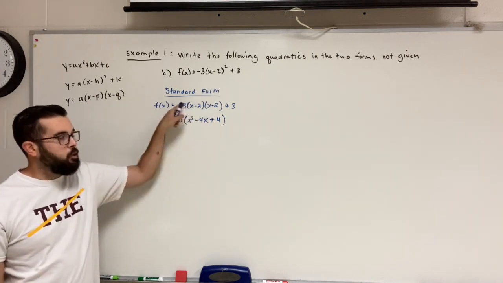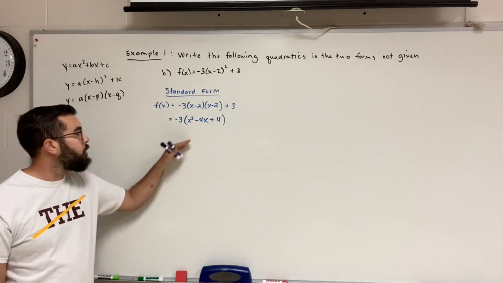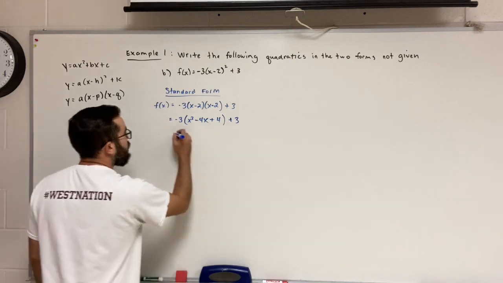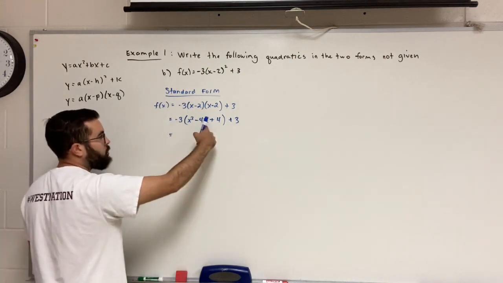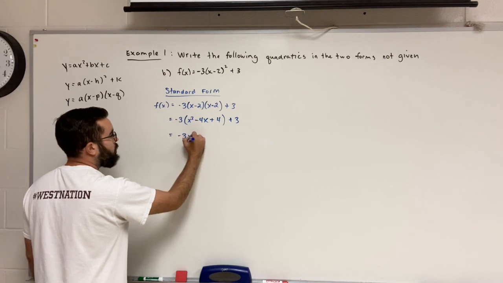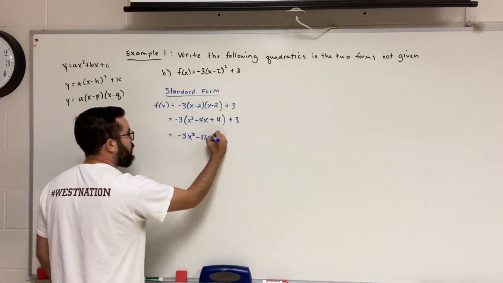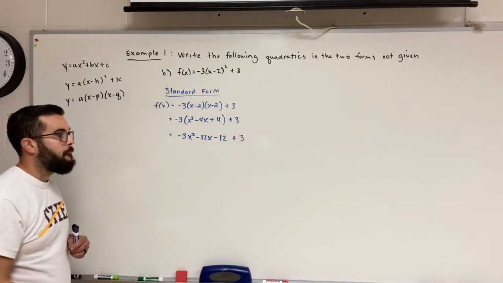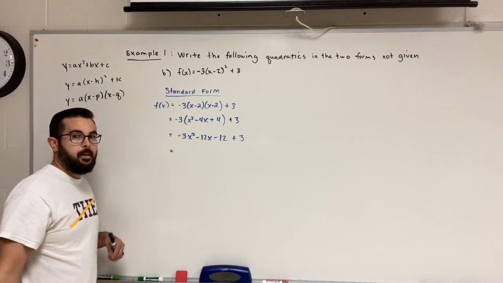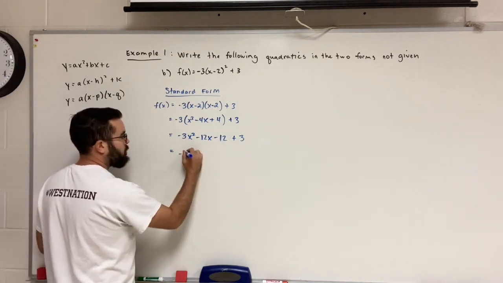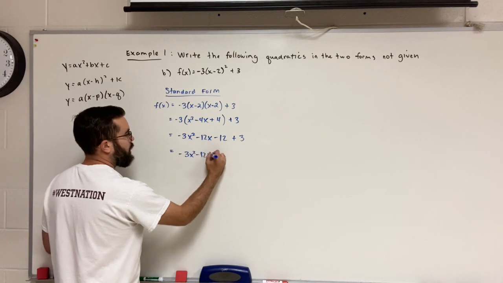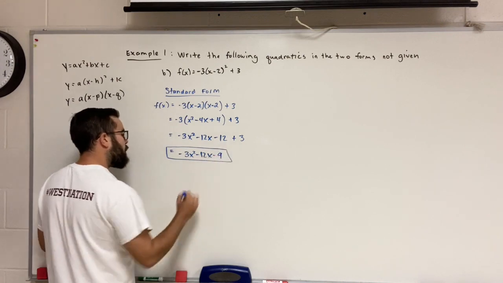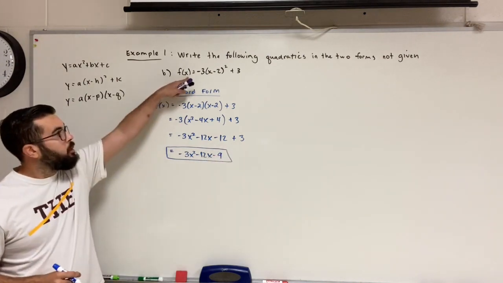If you have to show all the FOILing steps for it to make sense for you, please do that, and then check and see if you got what I got here. And then I got plus 3. So next I have to multiply, so I have to distribute that negative 3. So it's going to be negative 3x squared minus 12x minus 12, and then I still have that plus 3. Next, I'm going to combine like terms, so negative 3x squared minus 12x minus 9. And there's the standard form of this equation.